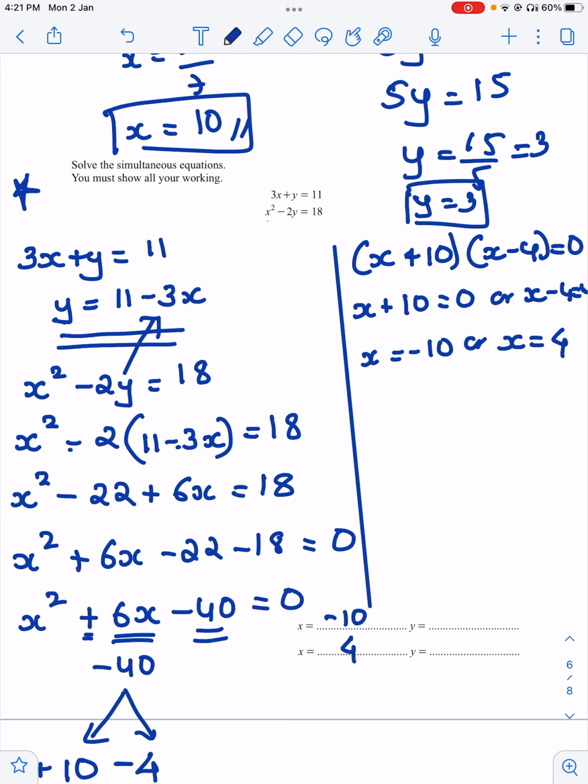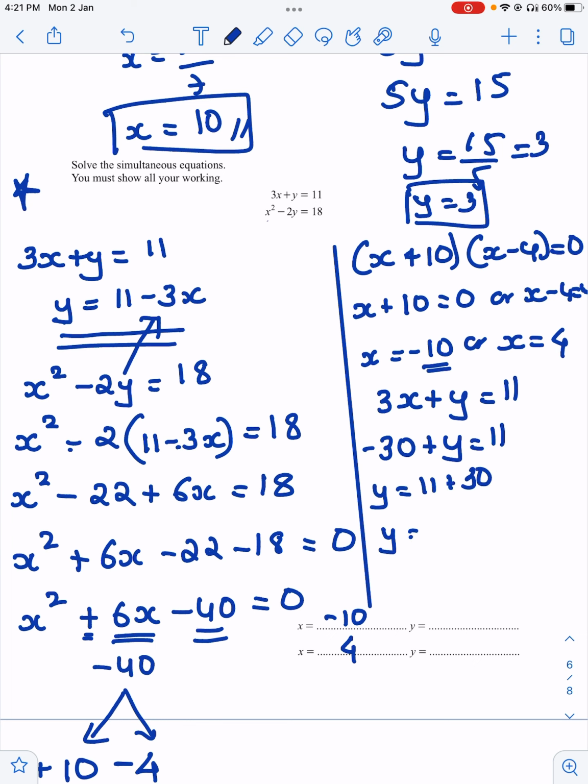Now what do I do? I take the first equation, 3x plus y is equal to 11. First I substitute in place of x as minus 10. 3 into minus 10 is minus 30 plus y is 11. y is equal to 11 plus 30, y is equal to 41. I get the first value.